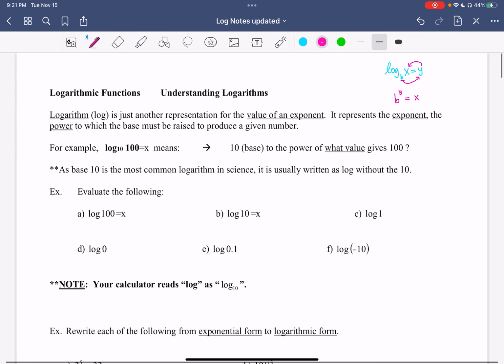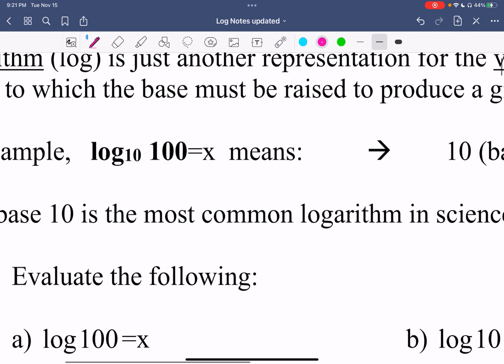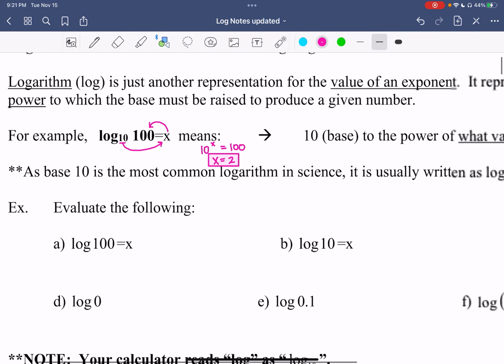So let's start with an example. Log base 10 of 100 is equal to x. Doing your little switcheroo, you start with the base, draw an arrow out, draw an arrow back in. So that becomes 10 to the power of x is equal to 100. Now, if you think about this, the only possibility for x is 2, because 10 squared is 100. So 10 times 10 is 100.